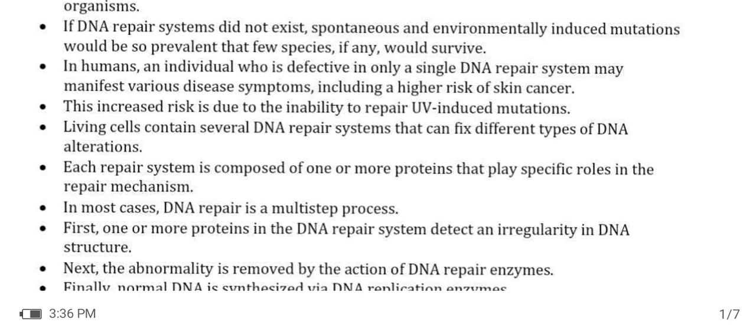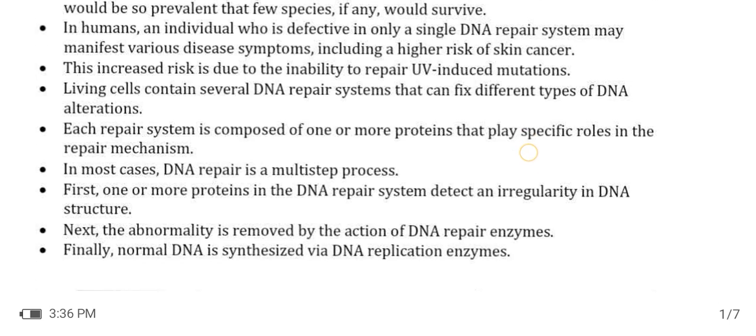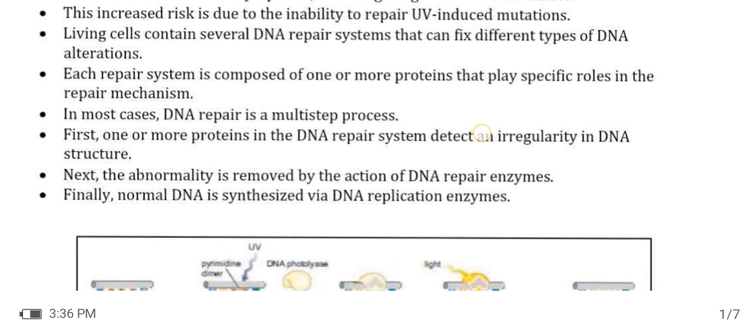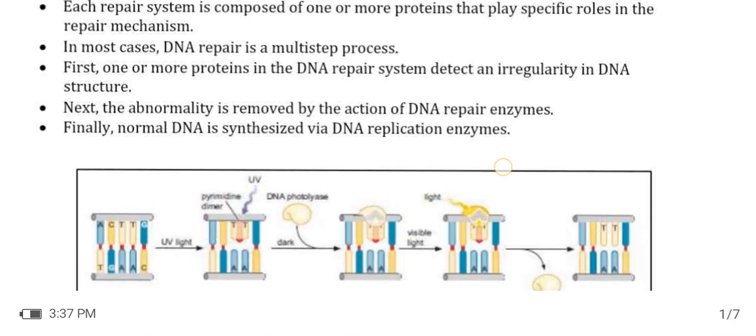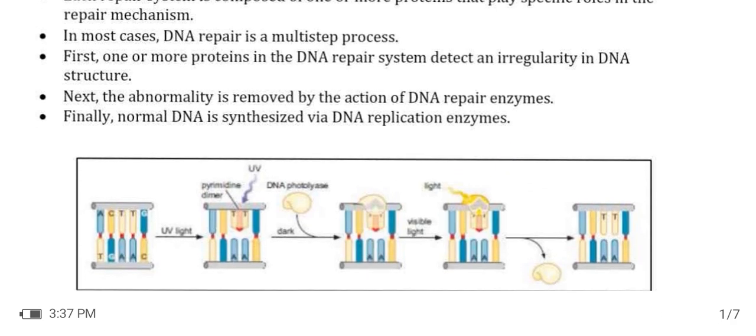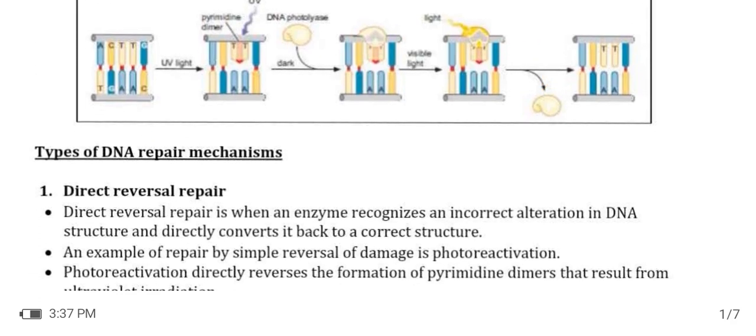This increased risk is due to the inability to repair UV-induced mutations. The living cells contain several DNA repair systems that can fix different types of DNA alterations. Each repair system is composed of one or more proteins that display specific roles in repair mechanisms. In most cases, DNA repair is a multi-step process. First, one or more proteins in the DNA repair system detect an irregularity in DNA structure. Next, the abnormality is removed by the action of DNA repair enzymes. Finally, normal DNA is synthesized via DNA replication enzymes.